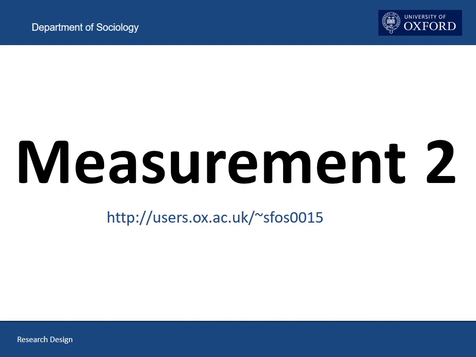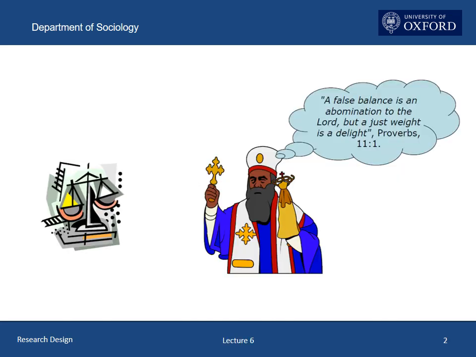Measurement 2. Accurate measurement is the bedrock on which any empirical science must be founded. Concern about measurement accuracy is as old as human civilization and is even expressed in the holy texts of some of the great monotheistic religions.